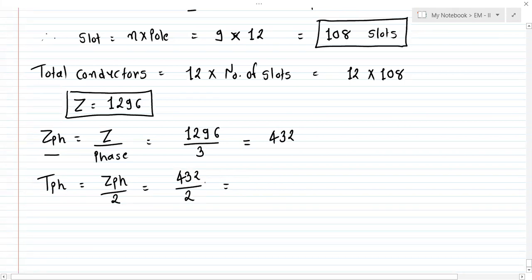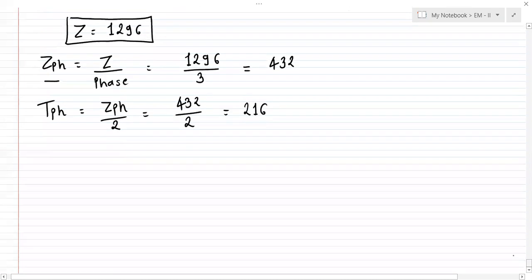So ZPH divided by 2, so 432 divided by 2, so it is 216. So now we have the value of TPH also.